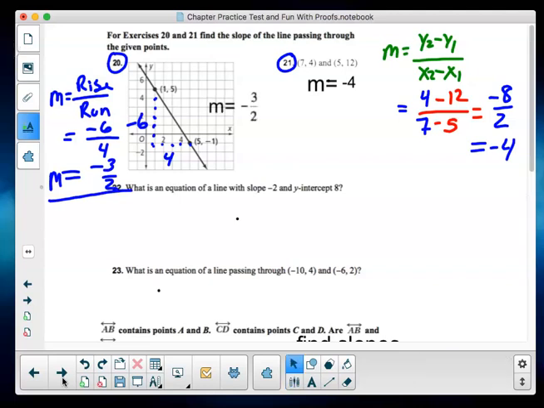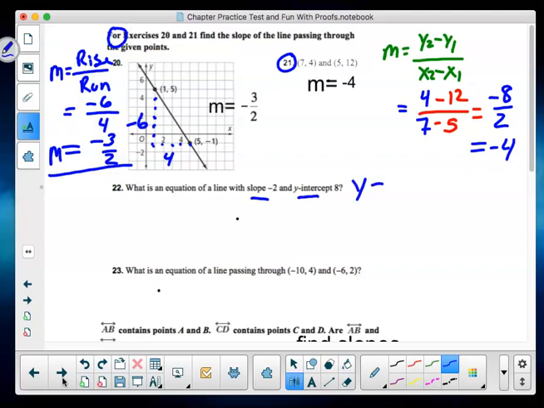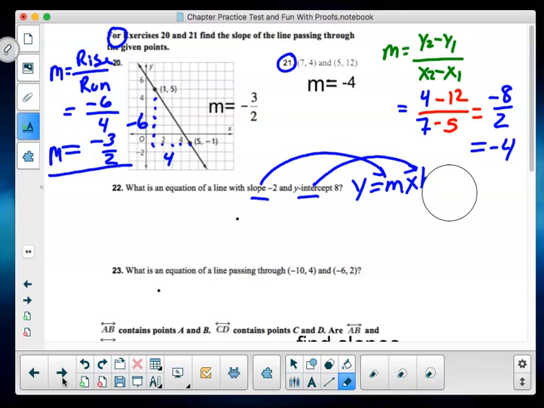So my slope is negative 3 halves. In problem 22, what is the equation of the line with slope negative 2 and y-intercept 8? Now, I have a slope and an intercept. I have to be thinking of this form: this is slope, this is intercept, and I wrote it wrong, plus b, intercept, and there we go.